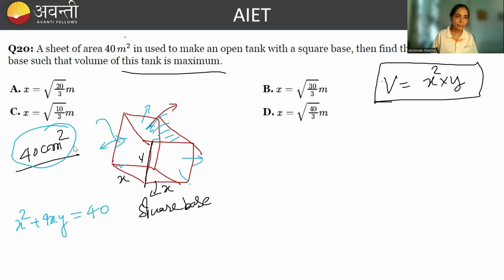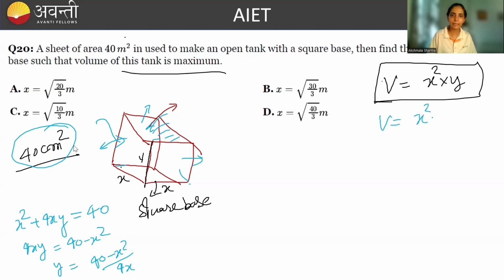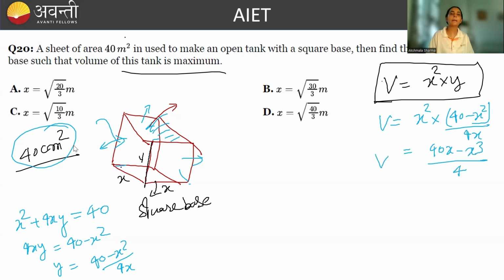Now here, 4xy is equal to 40 minus x square. So y equals how much? 40 minus x square by 4x. So the volume we can write in terms of x: x square into 40 minus x square by 4x. If you go on to write it further, this will become 40x minus x cube by 4. This is the volume. We have to maximize it.